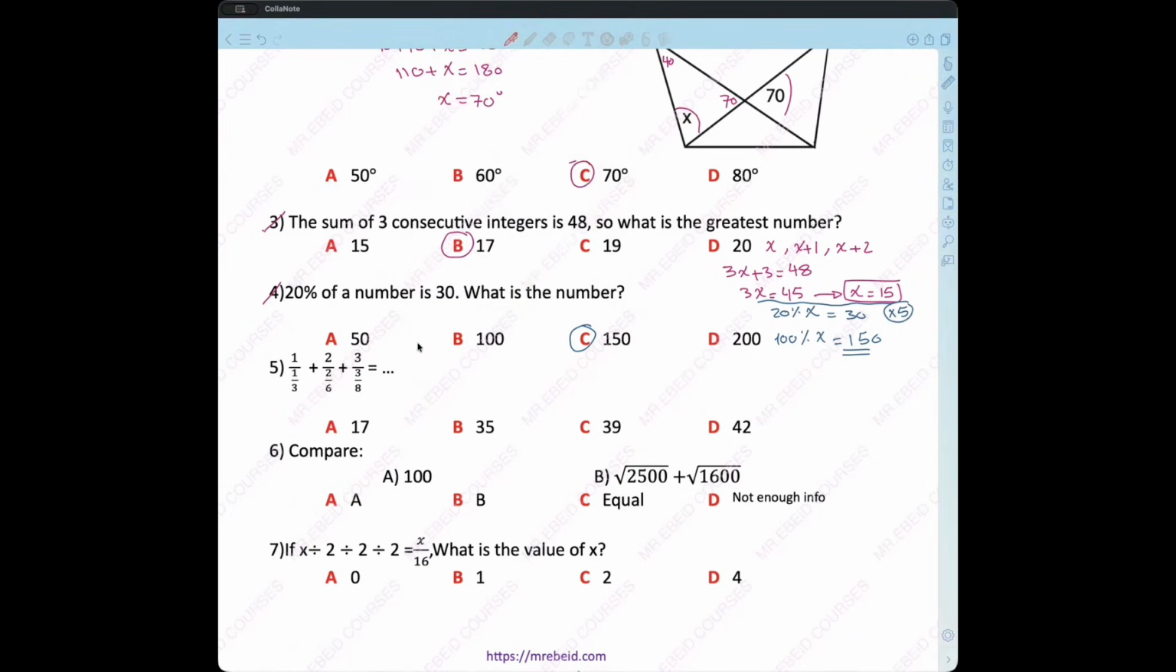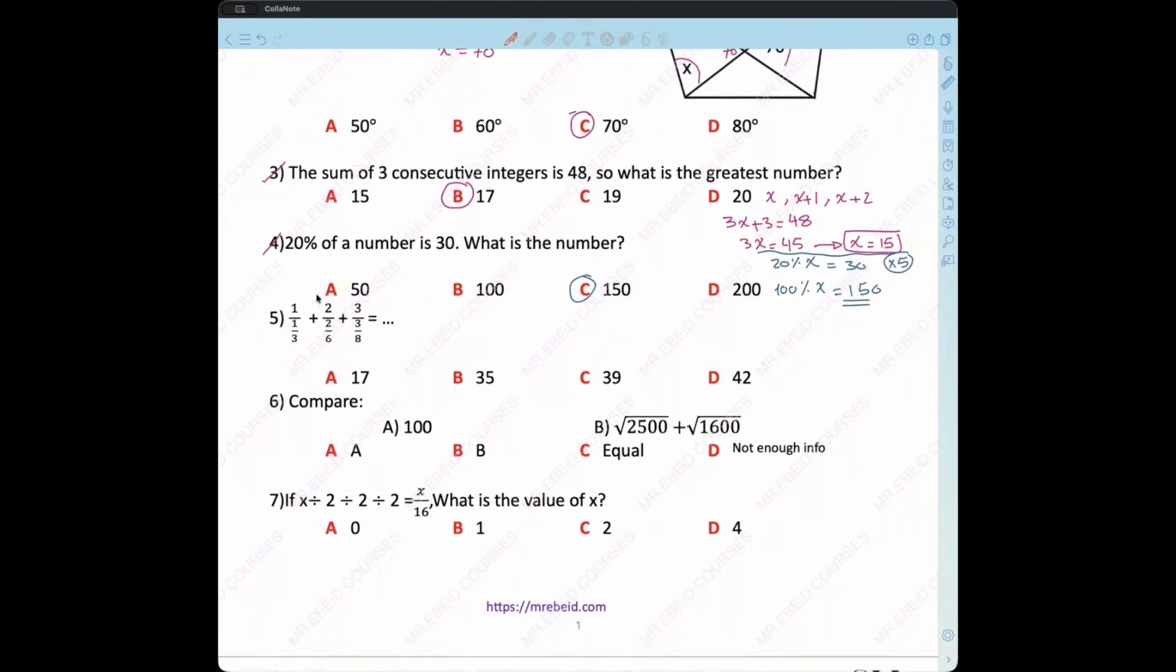Let's move to the next question. This is a very important question. 1 over 1 over 3 plus 2 over 2 over 6 plus 3 over 3 over 8. If you have a fraction in the denominator, flip the denominator up. So it's 1 times 3 over 1. Also, for the second one, you will flip 6 up, so it's 6 times 2 over 2. Plus flip 8 up, so it's 8 times 3 over 3.